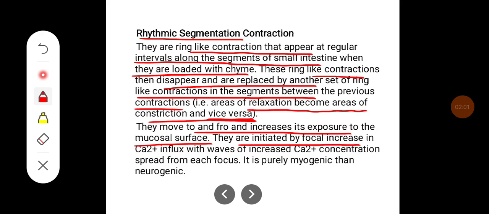They are initiated by focal increase in calcium influx, with waves of increased calcium concentration spreading from each focus. It is purely myogenic rather than neurogenic.